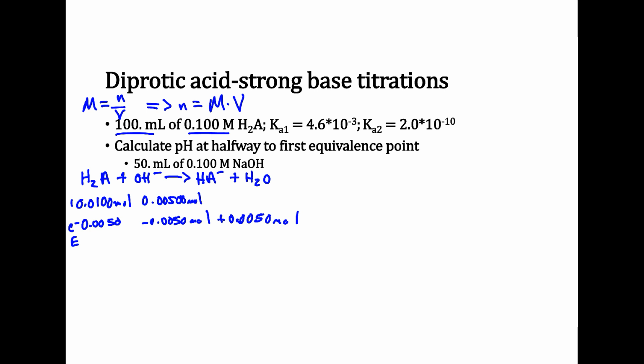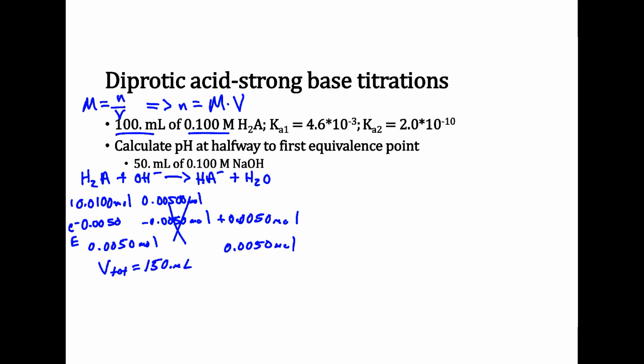At the end, we're left with half of our initial amount of polyprotic acid. We don't have any hydroxide remaining, and now we're ready to set up our second ice chart. We have to keep in mind the total volume whenever we start using Kas, because that's based off of concentrations, not moles. So the total volume will be 150 milliliters.